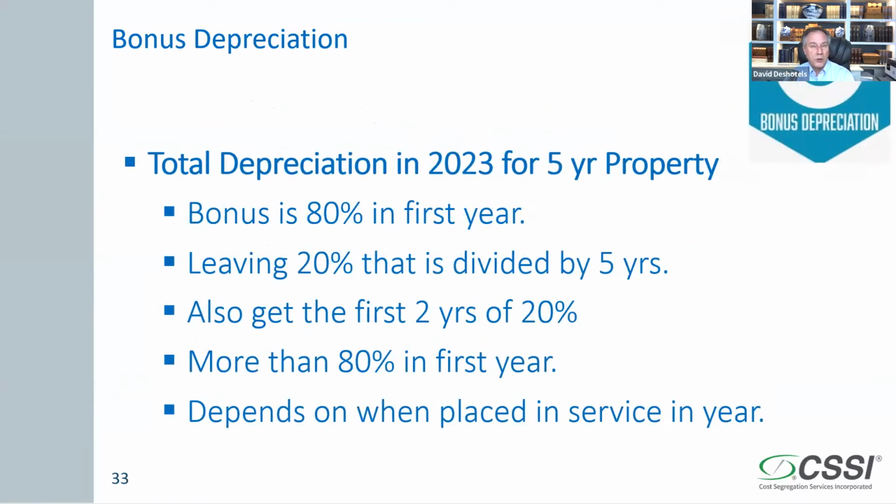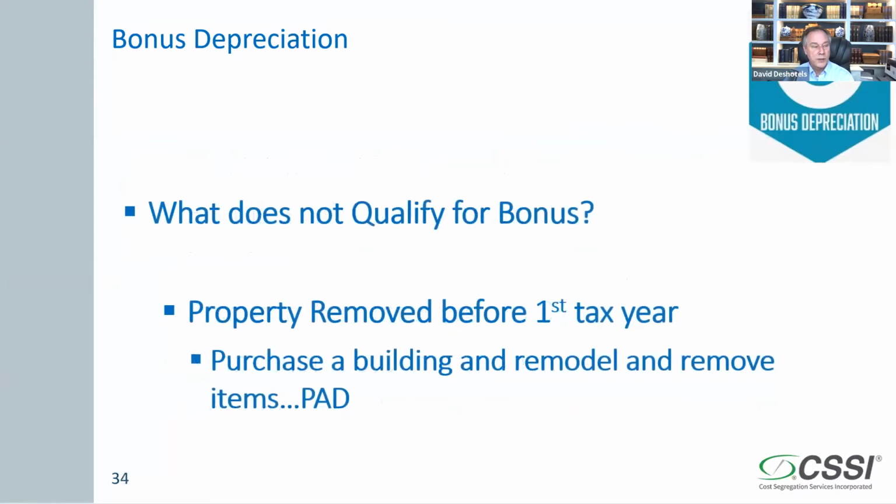Bonus depreciation is going to 80% next year, but understand that you're still going to get something above that 80%. If you use bonus depreciation and take 80% of what you're eligible for, there's still 20% left. You get to take part of that remaining 20%. On 5-year property, take that 20% divided by 5 years, and you actually get 2 of those years in the first year. So even though we're going down to 80%, it's actually more depreciation than just the 80% in the bonus.